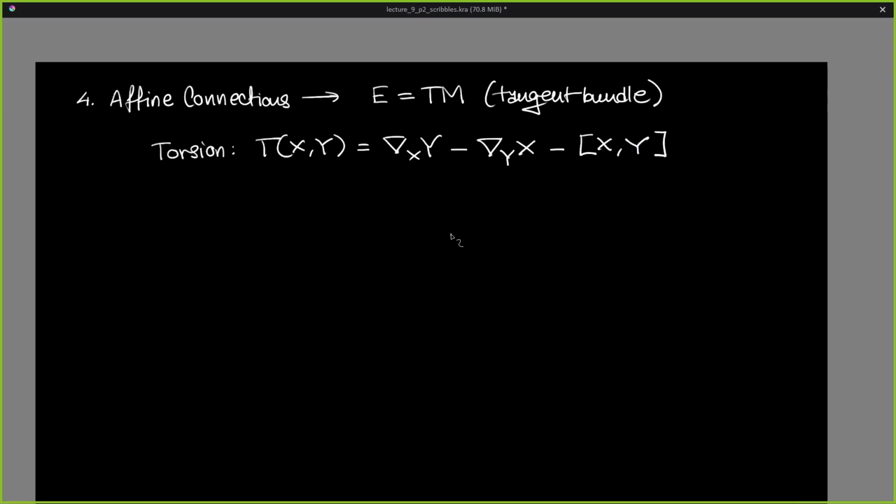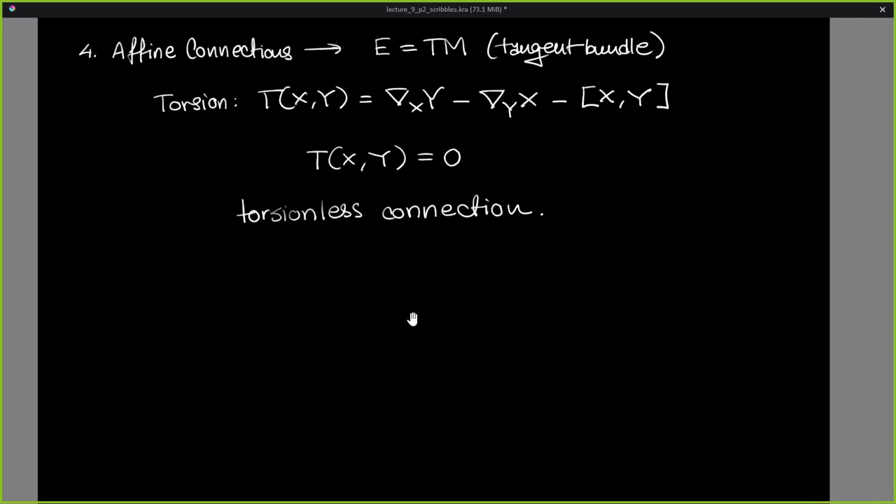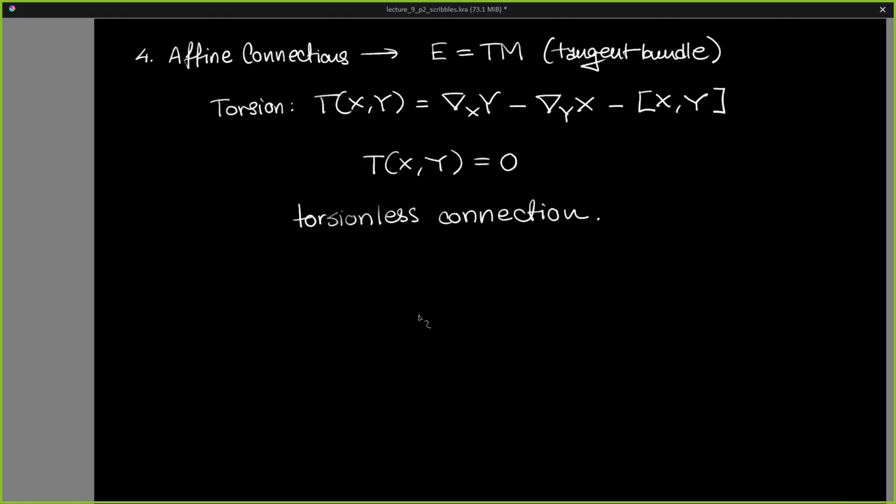And maybe I forgot to talk about this last time. If T of xy is equal to 0, we get a very special kind of connection called a torsionless connection. This is going to become important in the next few lectures. That's why we mentioned affine connections. And if a manifold admits an affine connection, it's called an affinely connected manifold.